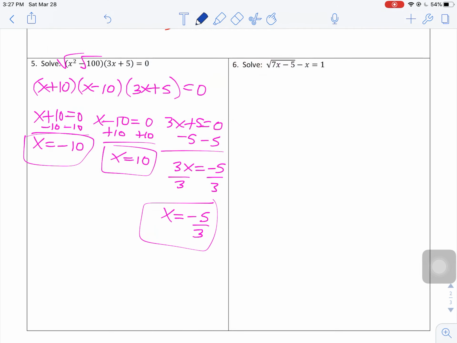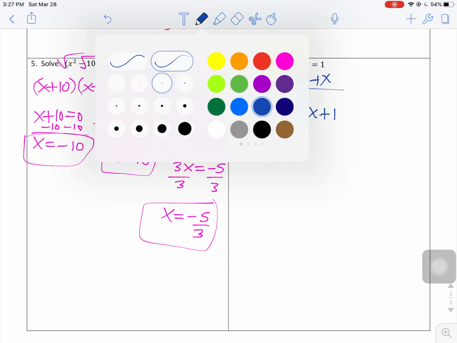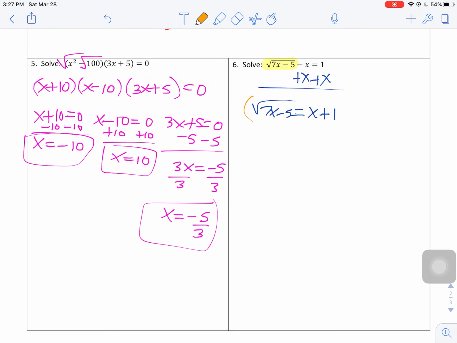All right, last one. So we see a square root sign, so this is a radical equation. Whenever you do a radical equation, you want to isolate the radical first, meaning you want to get the square root of 7x minus 5 all by itself on one side of the equal sign first. So I have to add x on both sides of the equation to start, like so. Now that the square root is isolated, I want to undo the square root by raising it to the second power. Whatever I do to one side of the equation, I have to do to the other side to keep it balanced.